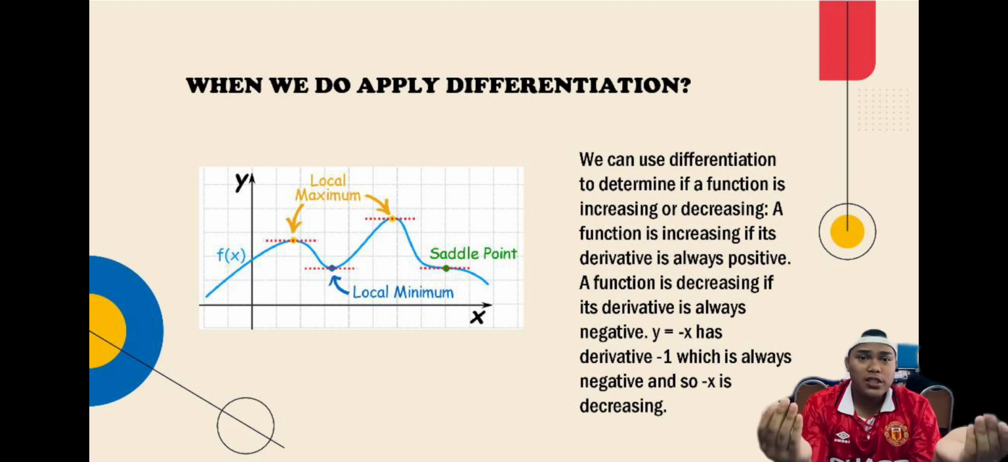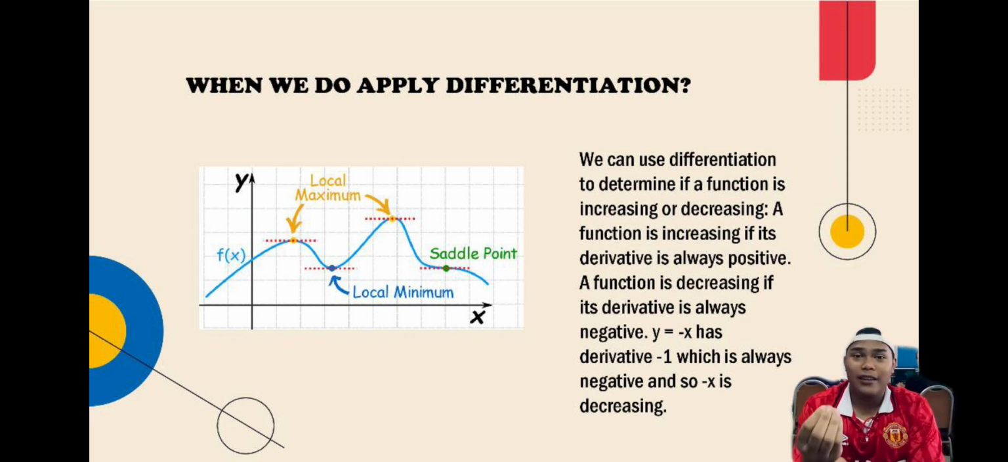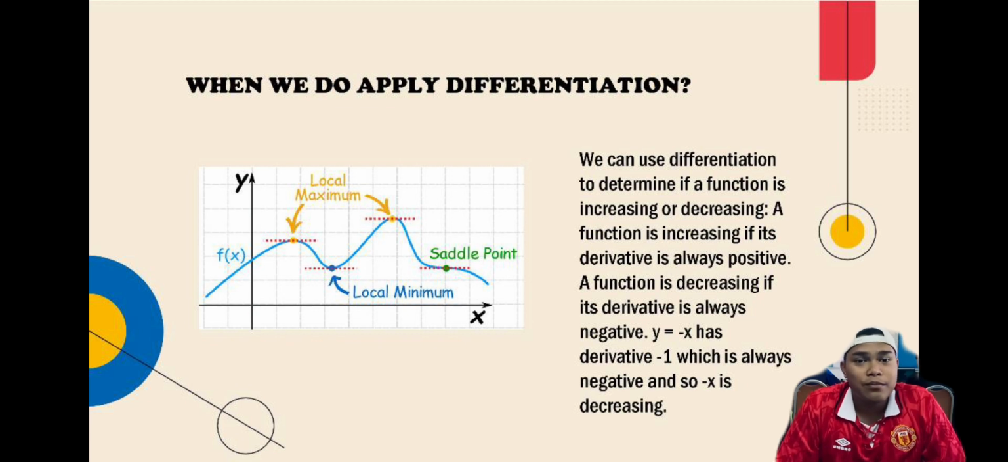So, the real question is when do we need to apply differentiation. We use differentiation to determine whether a function is increasing or decreasing. Let's say if you differentiate and you get a positive number, it means the graph is increasing. Meanwhile, if you differentiate and you get a negative number, we say it is decreasing. You understand, right? Okay, let's move on to the next topic.